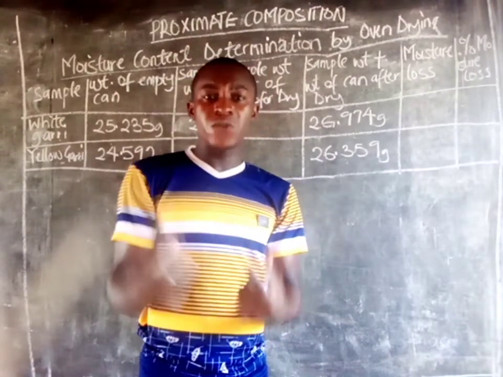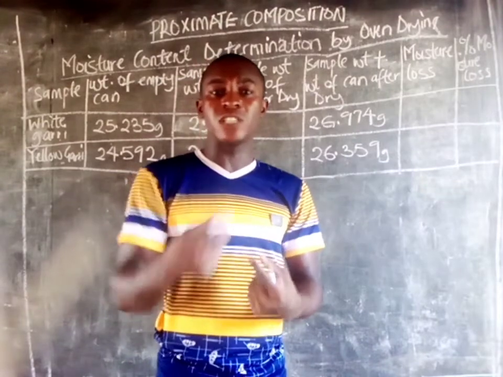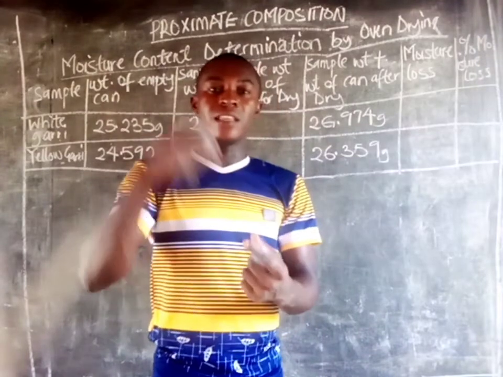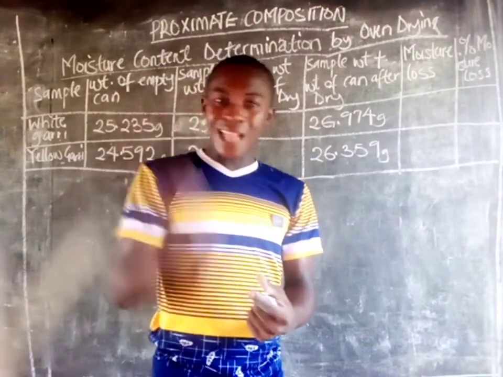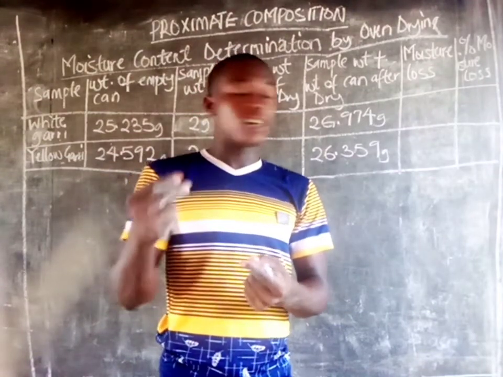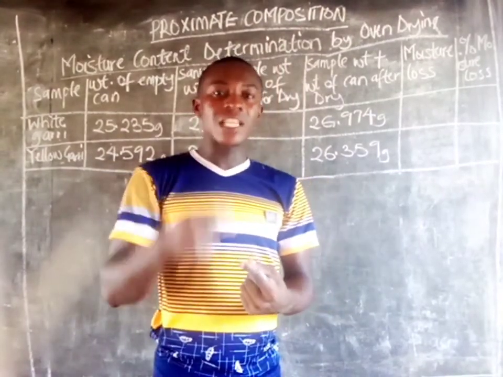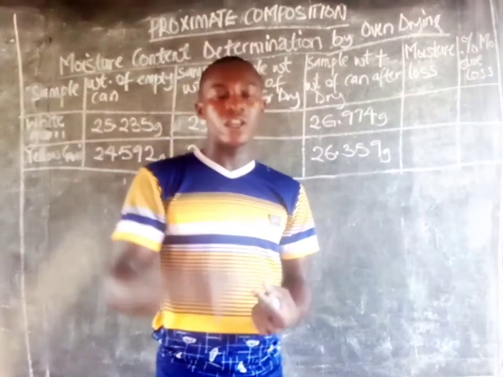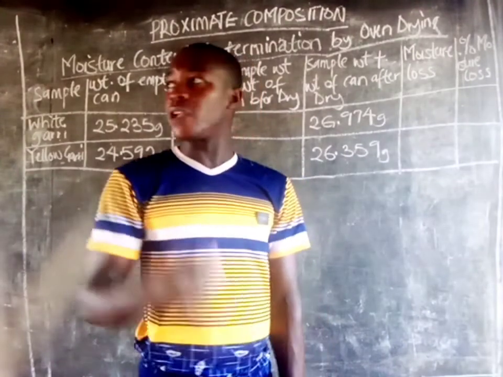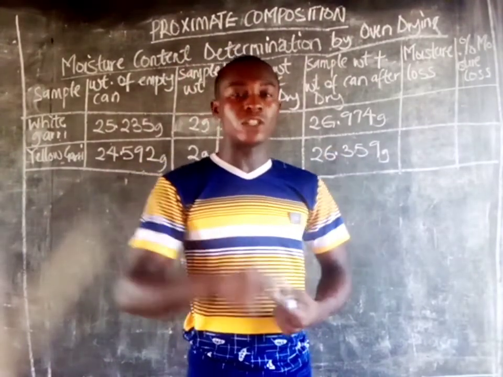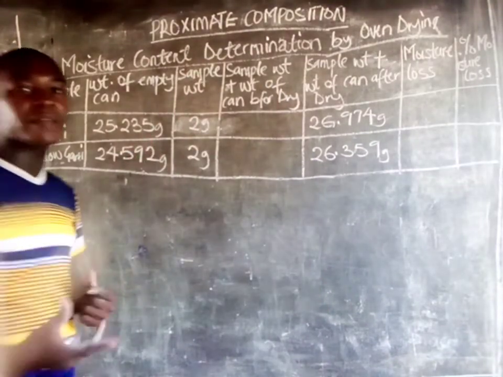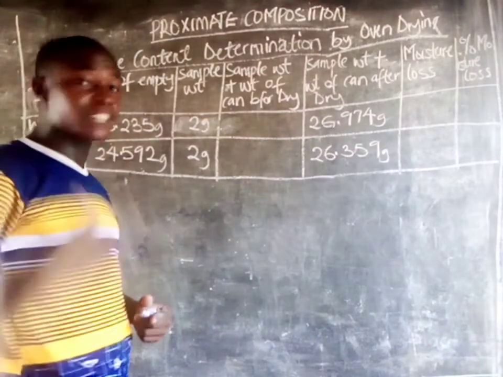But likewise, a food whereby the moisture content is very reduced has a probability of lasting longer, because microorganisms are likely not to dwell in it, or their dwelling is very reduced in such a food sample. And so today we are going to be considering moisture content determination by oven drying, whereby this analysis was carried out in the university, in Rivers State University.